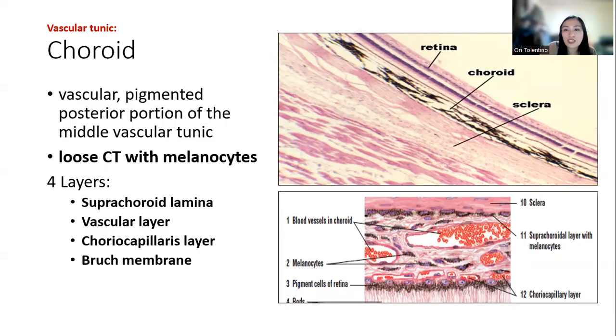Okay. So the posterior vascular and pigmented portion of the middle vascular tunic is actually your choroid. It is made up of loose connective tissue with melanocytes, responsible for the dark color of this layer. Okay, and it's important for the choroid to be darkly pigmented. Why? Because it absorbs any stray light after it hits the retina, reducing the glare. Okay, so I'll explain that later.